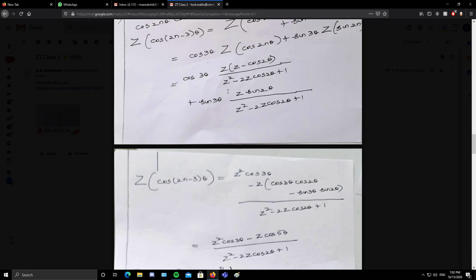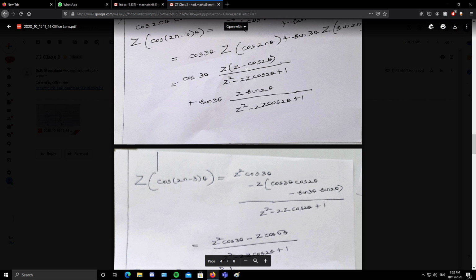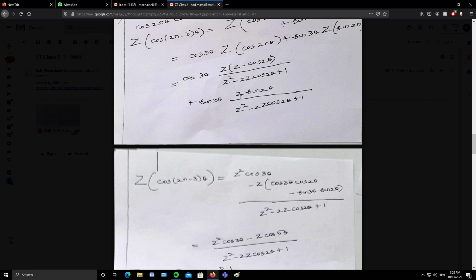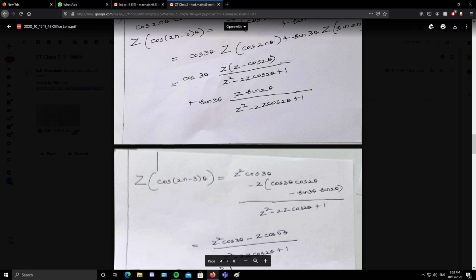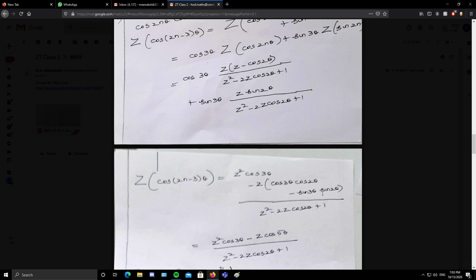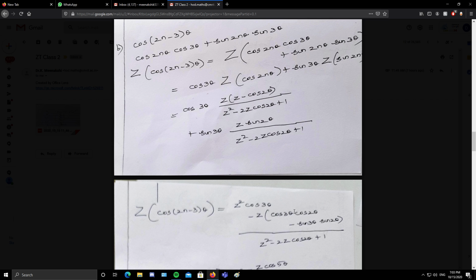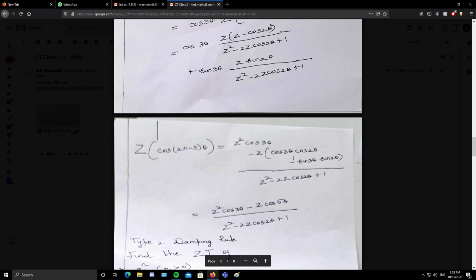The denominator is the same, so you can group the numerator. So z square cos 3 theta minus z cos 2 theta cos 3 theta plus z sin 2 theta sin 3 theta. If you take minus z out, it is of the form cos 3 theta cos 2 theta minus sin 3 theta sin 2 theta. So it is of the form cos a cos b minus sin a sin b. What is that? It is cos of a plus b, so that is cos 5 theta. So you have z square cos 3 theta minus z into cos 5 theta by the denominator.